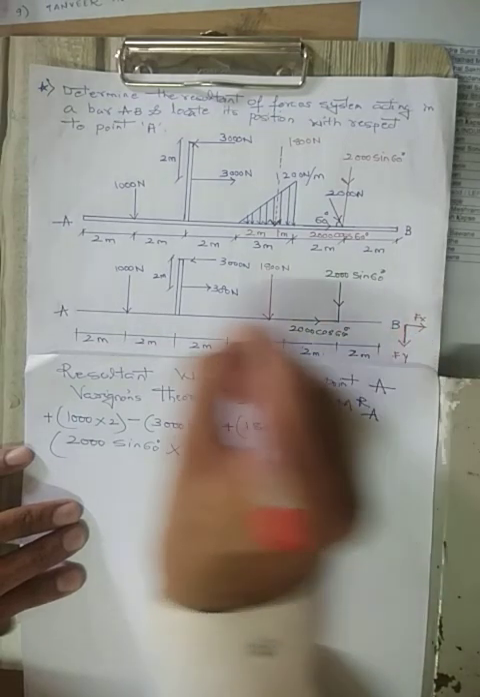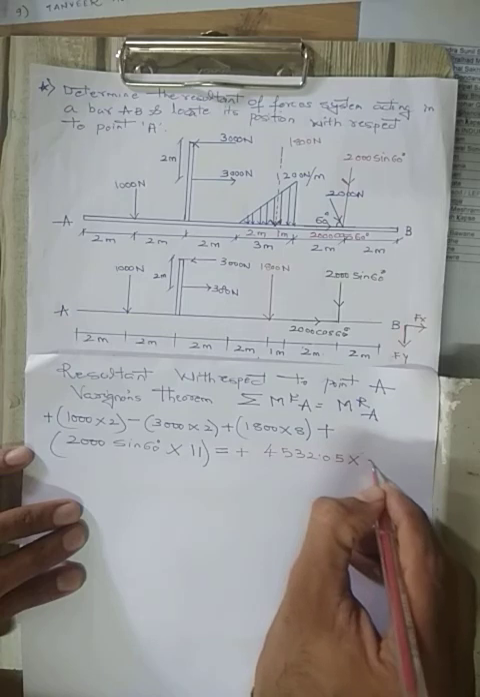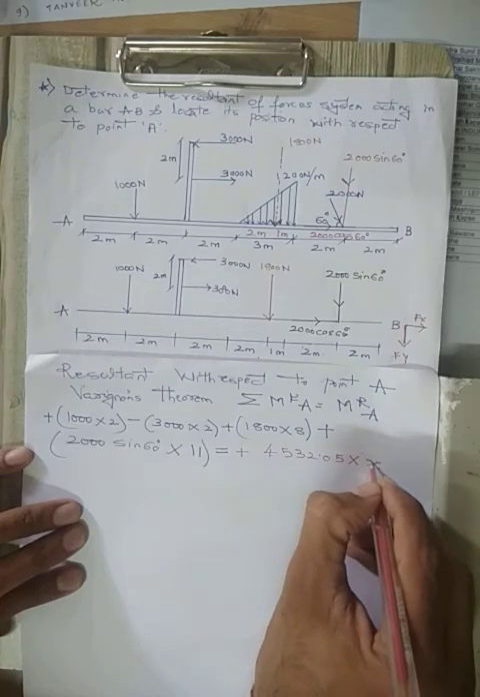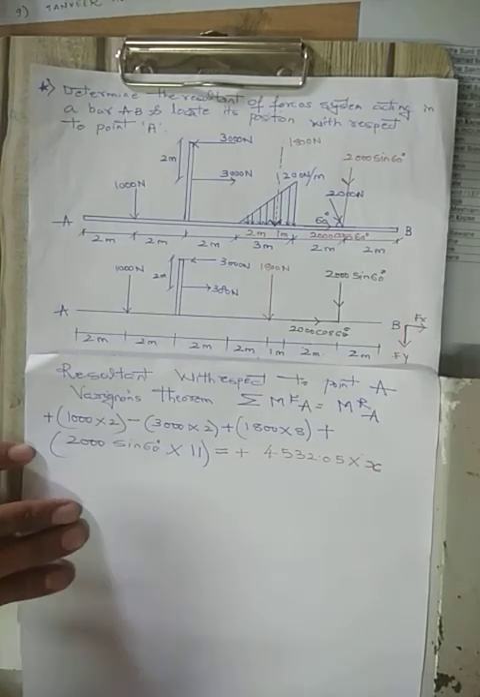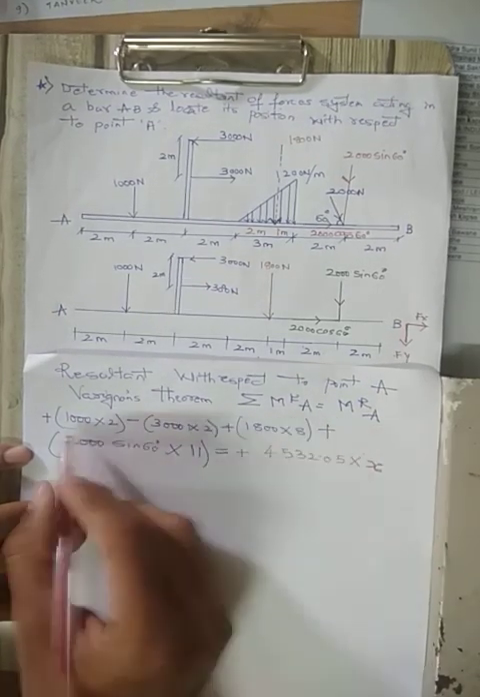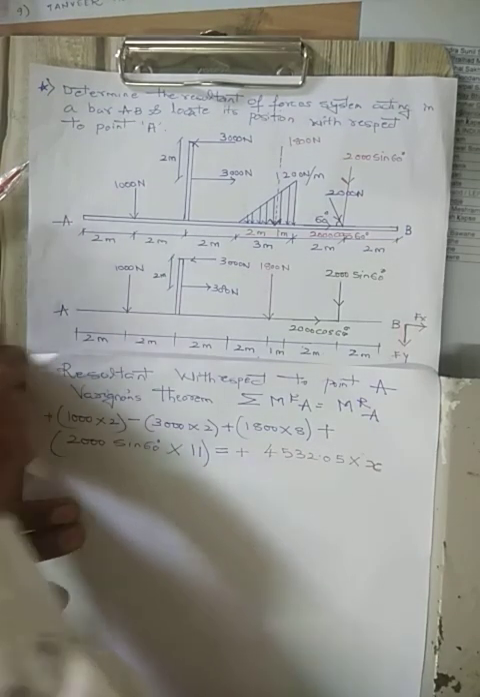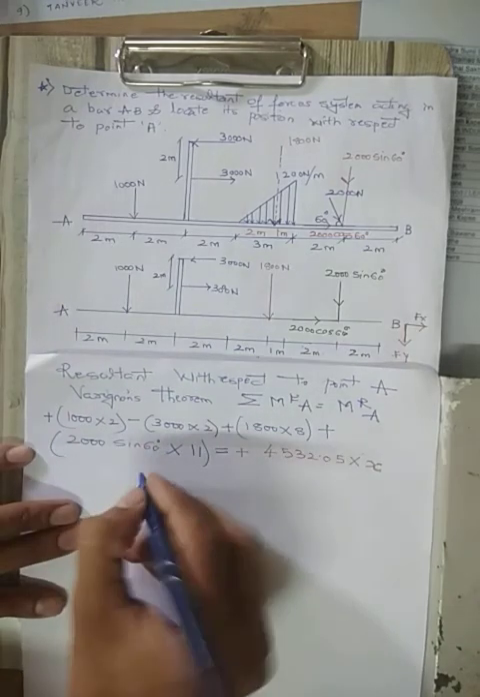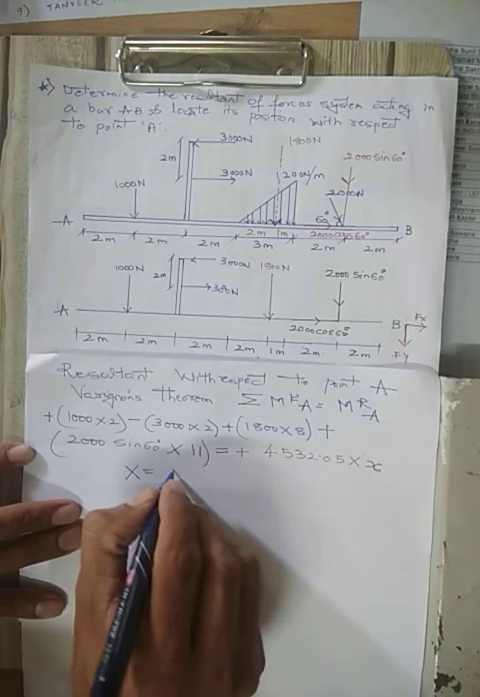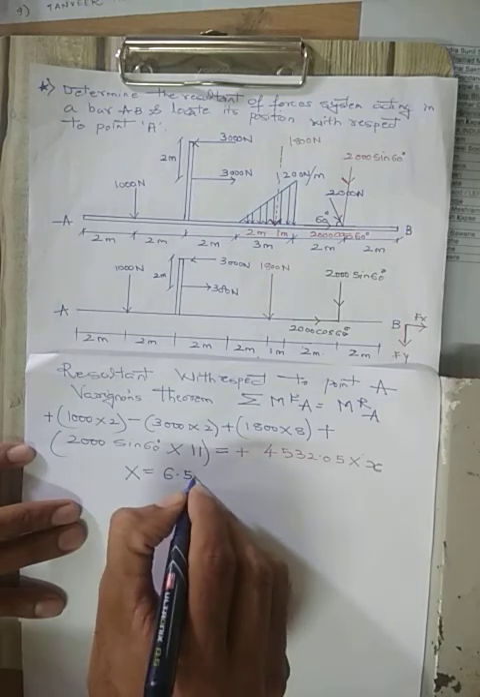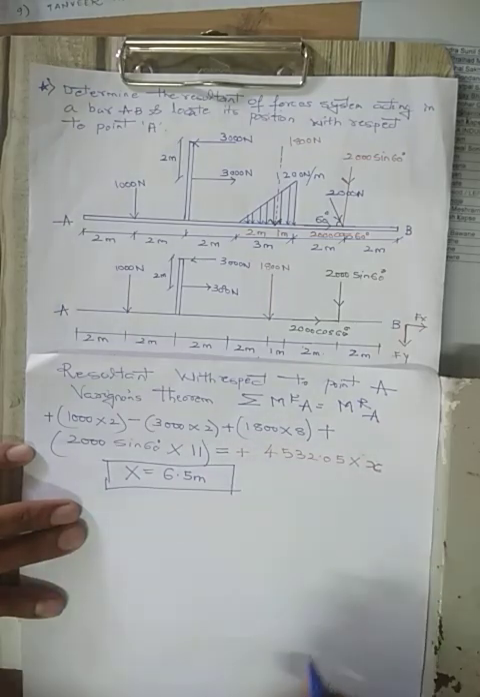Fy is 4532.05, and this distance is unknown. So that distance is to be calculated, and we are considering this distance as x. With the help of a calculator, solve all this multiplication. After all calculations, the value of x comes to be 6.5 meters.